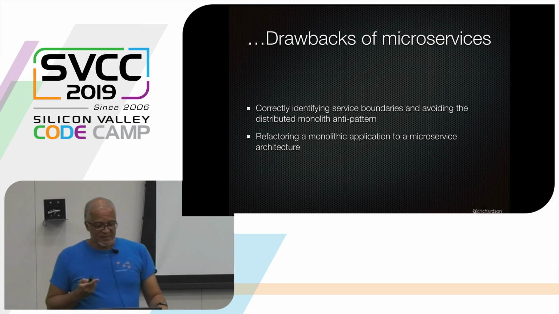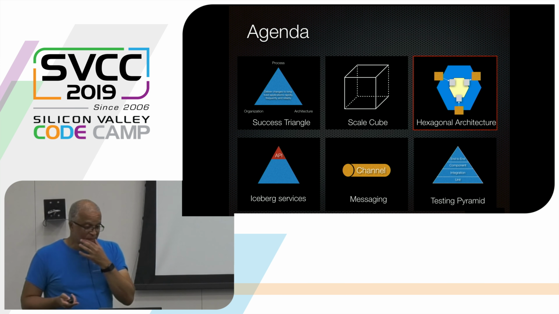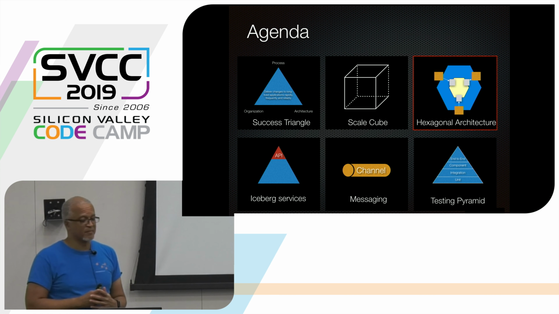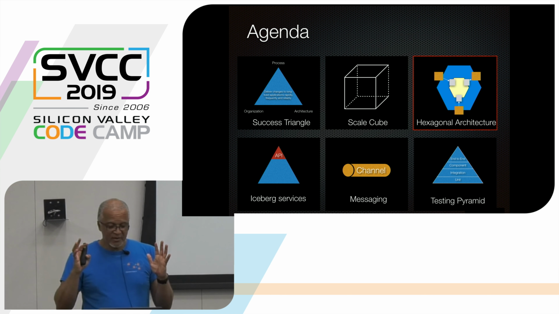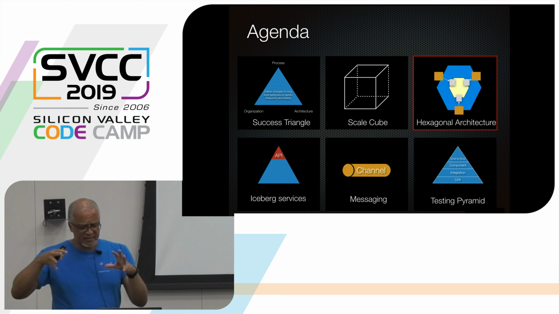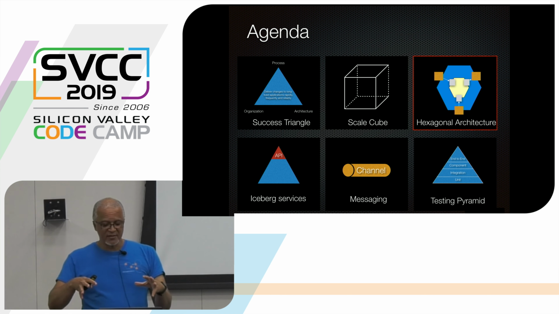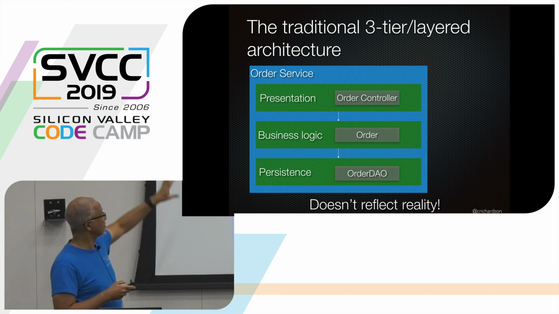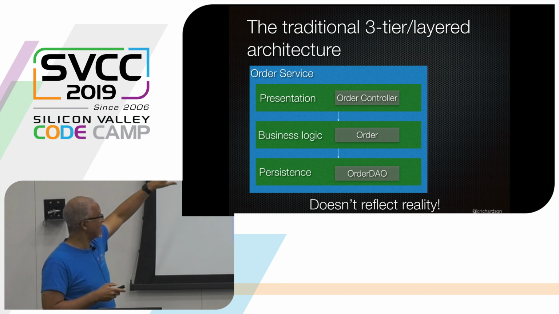But companies have done that successfully. Okay, so that's the scale cube, which is kind of the definition of the microservice architecture. I want to dive down into the structure of an individual service. Now, what's interesting is we like to think in terms of a three-tier architecture for applications or services, where we've got a presentation layer, which invokes the business logic, which invokes the persistence layer.